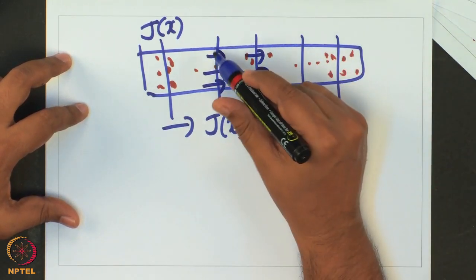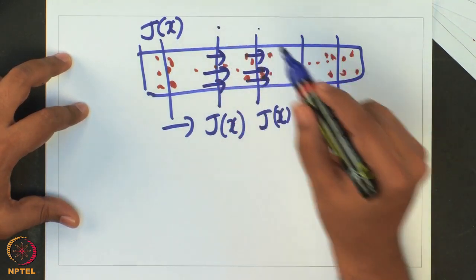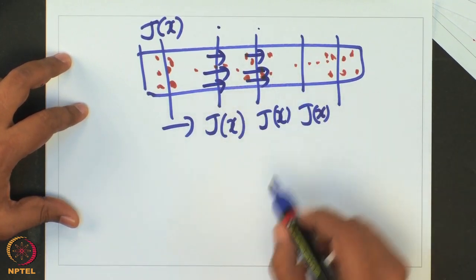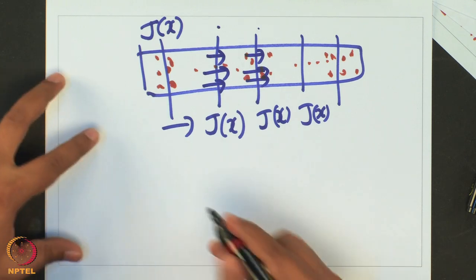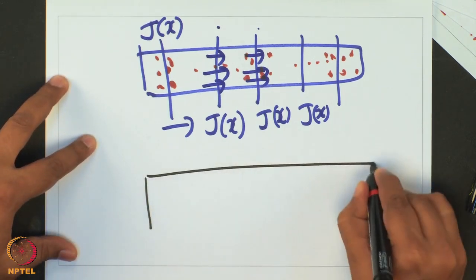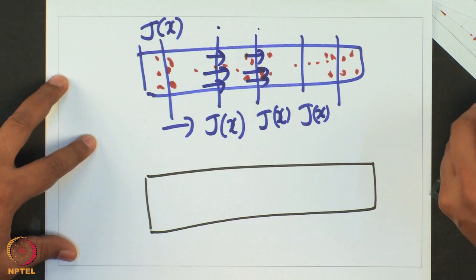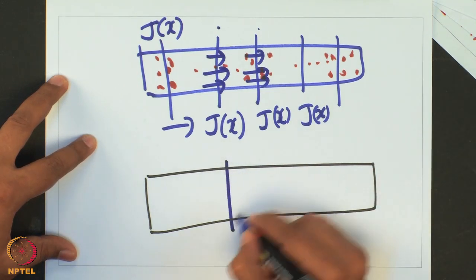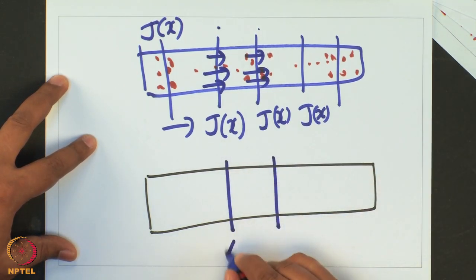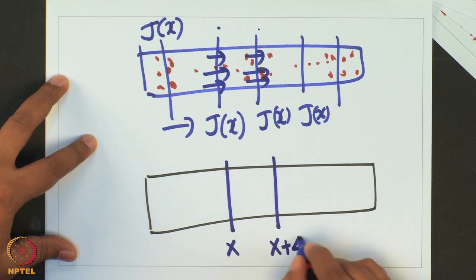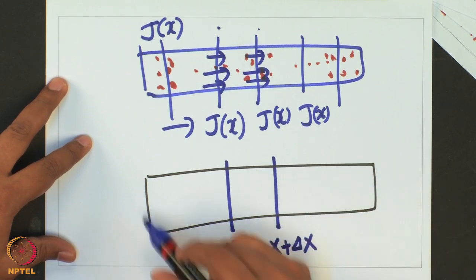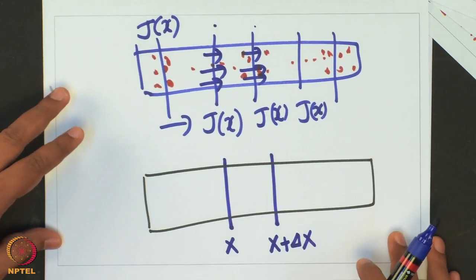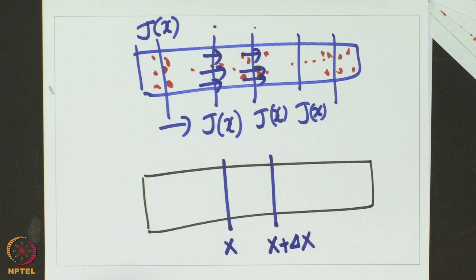So let us consider these 2 points. Let's consider a small tube like this, and we are marking 2 points, x and x plus delta x. These are the 2 points that we are considering, and there are more protein molecules everywhere which we are not drawing.